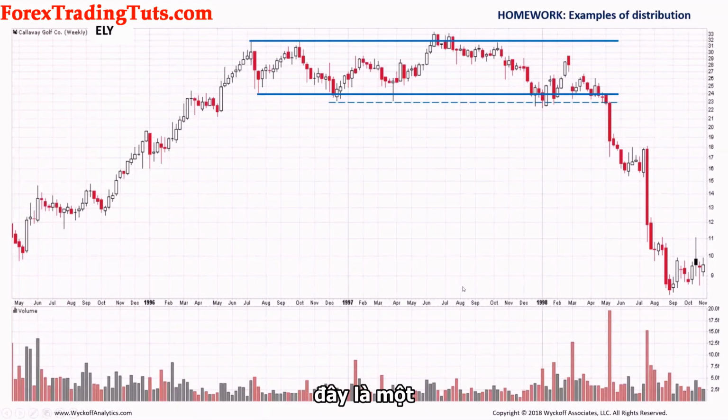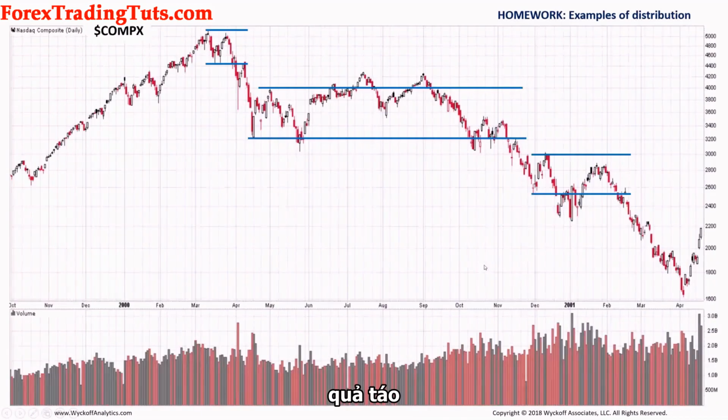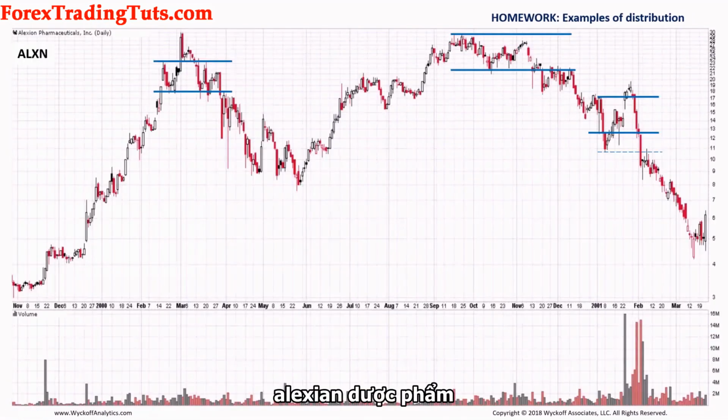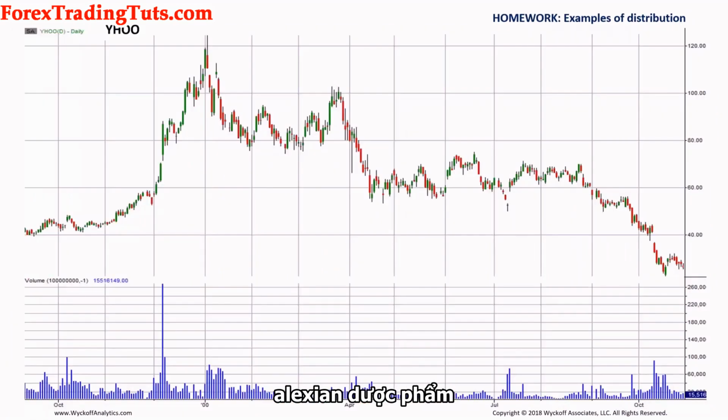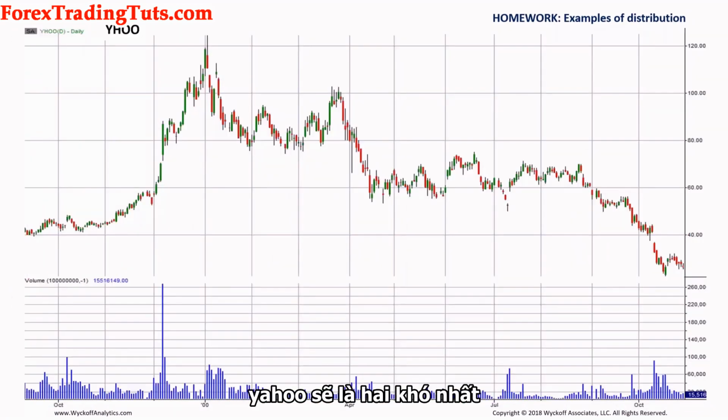Here's one, Callaway Golf, Netflix, Apple, NASDAQ, Alexion Pharmaceutical, and Yahoo. Alexion Pharmaceutical and Yahoo are probably going to be the two hardest charts. Everything else should be quite easy if you follow the schematics.